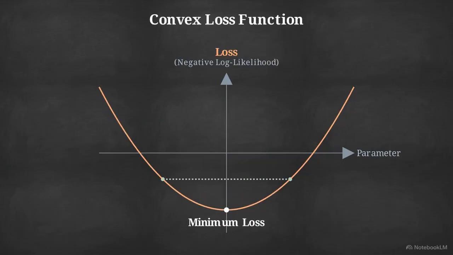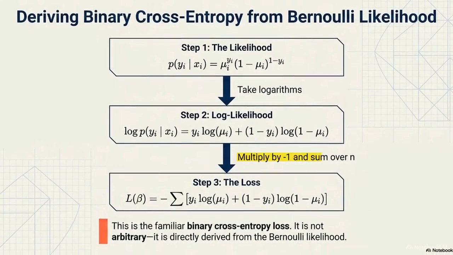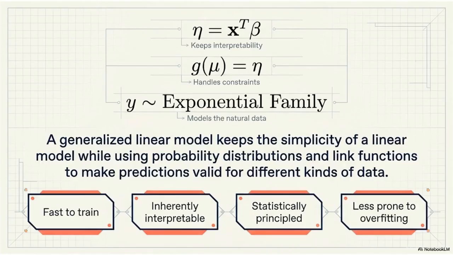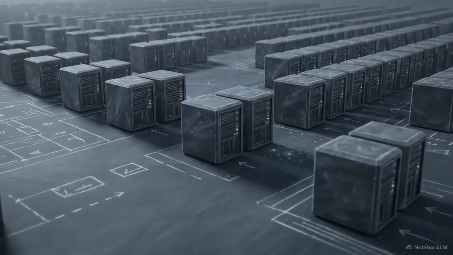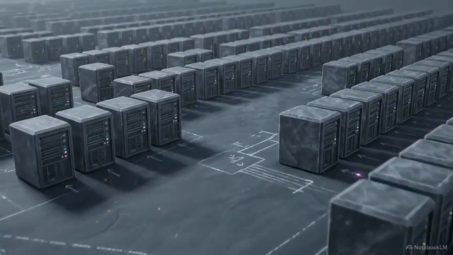This three-step flow proves the equivalence. When you take the statistical concept of Bernoulli likelihood, apply logarithms, and multiply by -1, you directly derive the binary cross-entropy loss used in deep learning. Looking at the bottom row of this summary slide, we see why this architecture remains so dominant. It is inherently interpretable, statistically principled, and highly efficient. Generalized linear models provide the foundational mathematical layer that scales up to form the basis of modern predictive architecture.